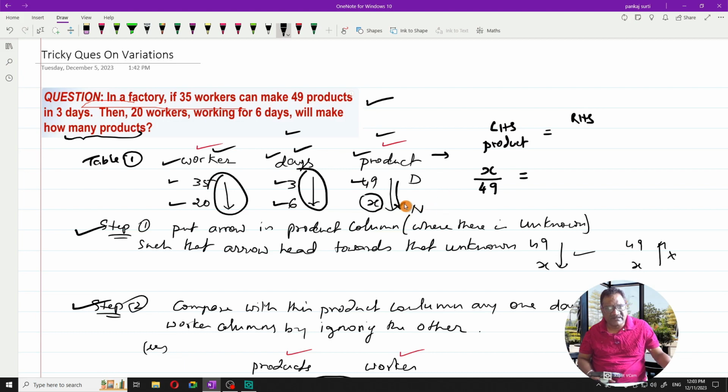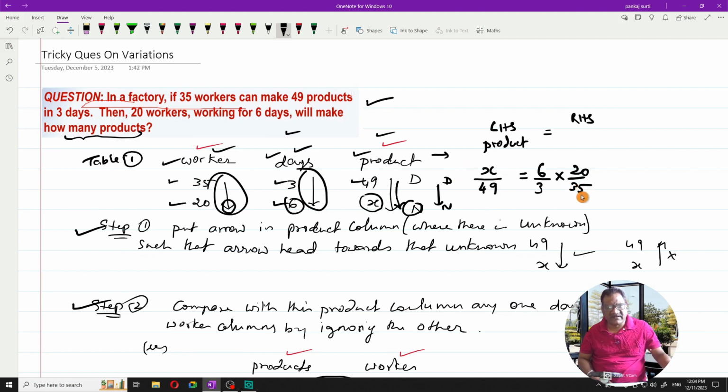Now here the numerator was taken as x. So wherever there was an arrow head, that was taken as x. Here also there's an arrow head at 6. So 6 you will have to take as the numerator and the denominator will be 3. Then just put a multiplication sign, and do the same thing for the next column, that is the workers column. Here the arrowhead is this way. The head of the arrow is the numerator, the tail is the denominator. So here again this is the head of the arrow, so that will be in the numerator, and in the denominator the tail of the arrow, that is 35.